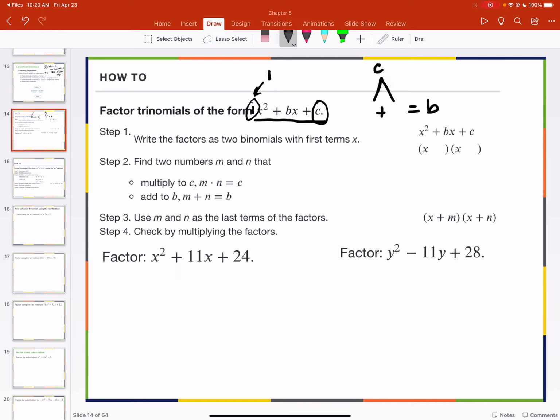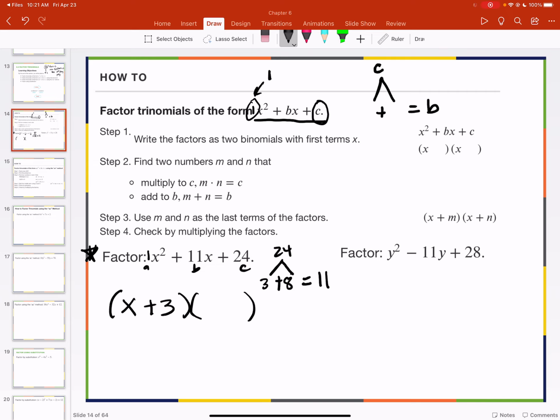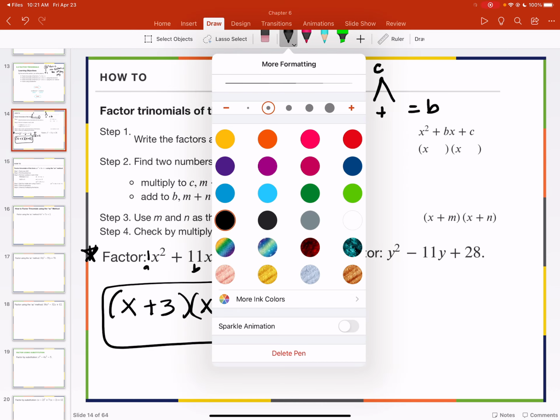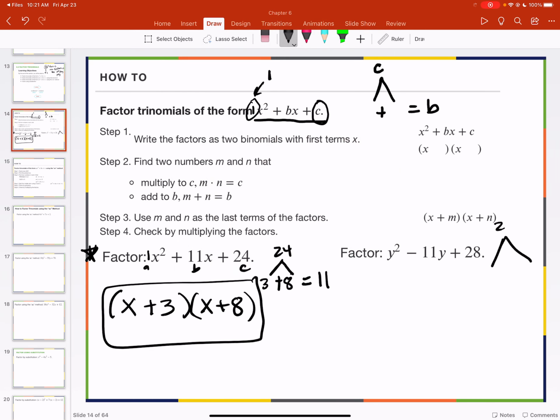So here we have A, B, C. Let's look at this example here. This is 1x squared, but we don't really say the 1, but we know it's there. B is 11, C is 24. So what we need to ask ourselves is, what are the factors of 24 that when I combine them, it equals 11? So if you said 3 and 8, you're correct, because 3 times 8 is 24 and 3 plus 8 is 11. So now from here, it's really easy to factor. This factors into x plus 3, x plus 8, and that's it. I know you're probably in awe of how easy that was.